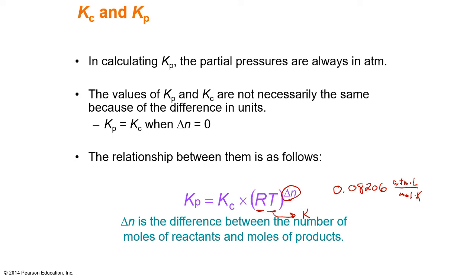So we take the moles of products minus the moles of the reactants of gas. And that is our exponent for this ideal gas constant temperature ratio. So our Kp, the equilibrium constant with respect to pressure, is equal to the concentration Kc times RT raised to the difference in the number of moles of products minus reactants.